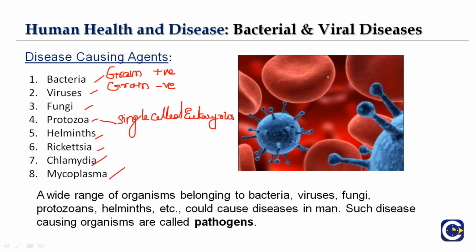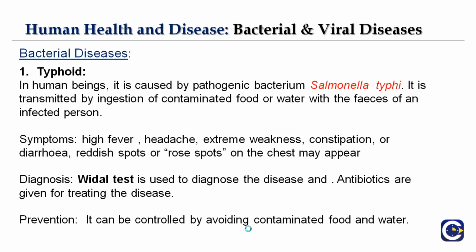So a wide range of organisms belonging to bacteria, viruses, fungi, protozoans, helminths, etc. could cause diseases in man, and they are simply termed as pathogens. The ones which are not beneficial to our body are all termed as pathogens. Next, coming to the bacterial diseases, we are going to go a little deeper into it and study the diseases which come under bacterial diseases. The first disease that we are going to see under bacterial disease is typhoid.